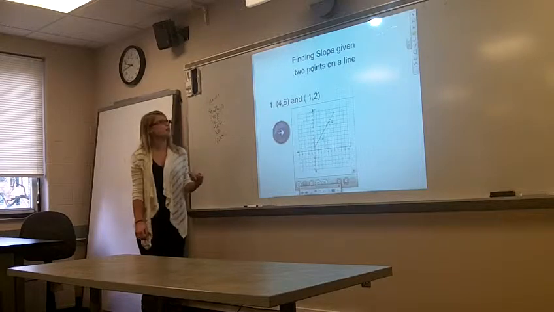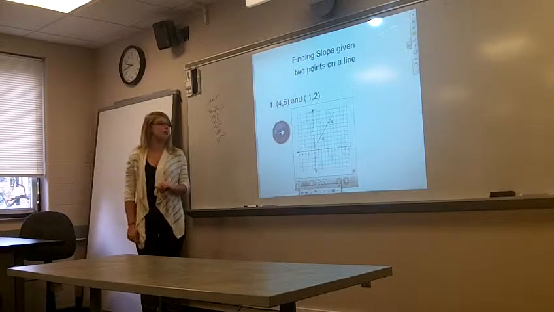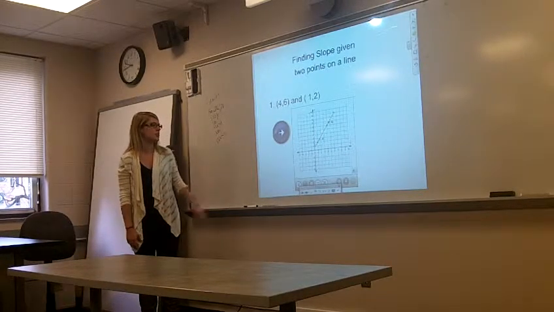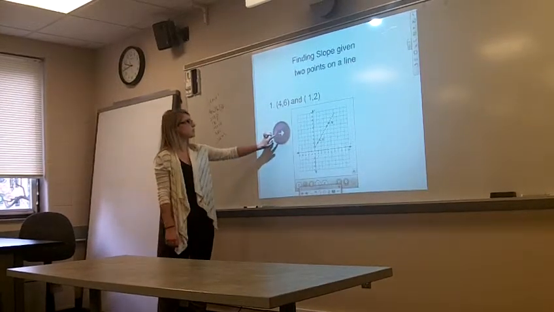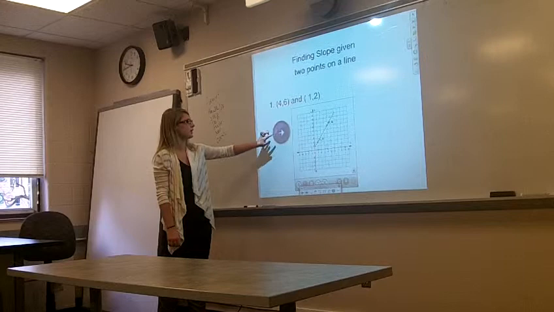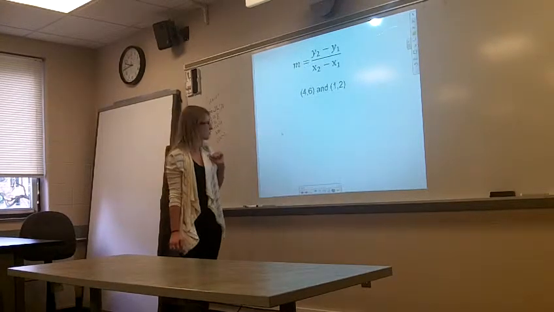Okay, so now we're going to find slope when you're given two points and you're not given the graph. I just graphed it here so you can see that your slope is going to be positive. So you're given the points (4, 6) and (1, 2).